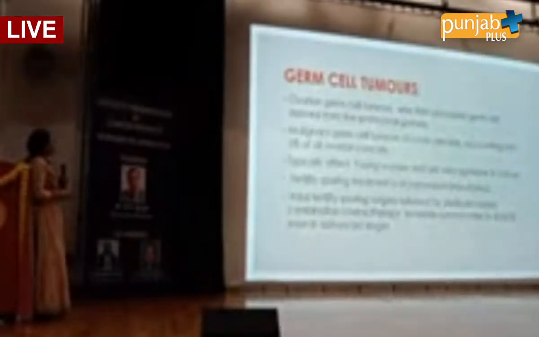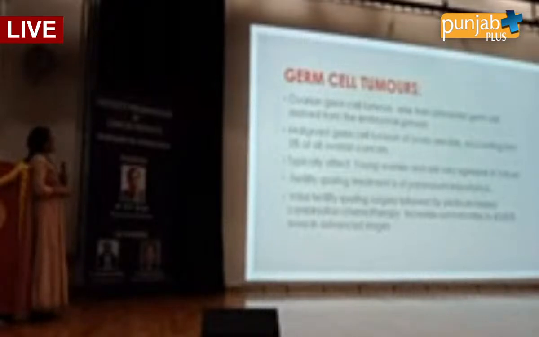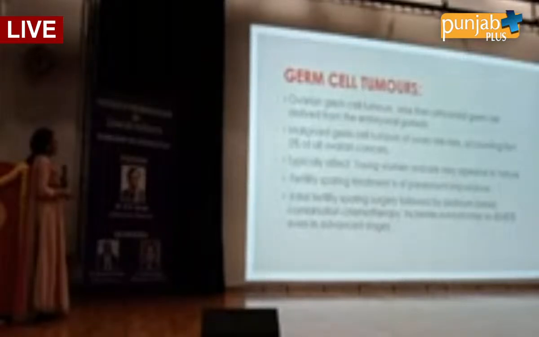Then coming to the young germ cell tumors, the germ cell tumors arise from the primordial germ cells and derive from the embryonal gonads. The malignant germ cell tumors of the ovary are rare, accounting for only 5% of the ovarian cancer. They typically affect the young women and are very aggressive in nature, and fertility sparing treatment is of paramount importance in these patients. And initial fertility sparing surgery followed by platinum based combination chemotherapy increases the survival rate to 60 to 80% even in the advanced stage in these cases.